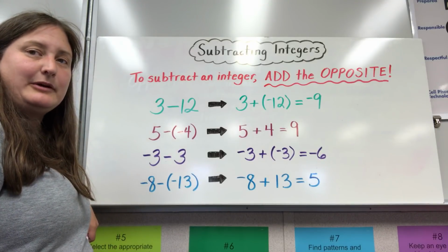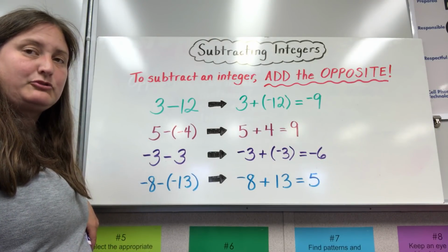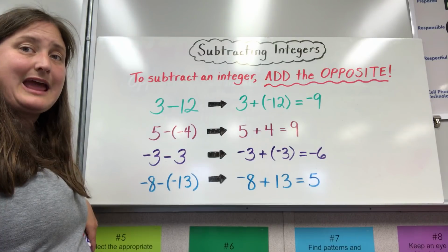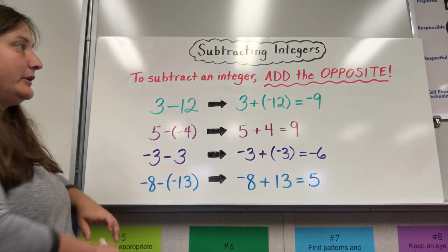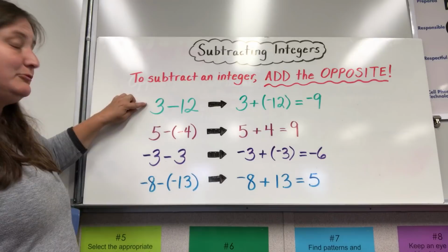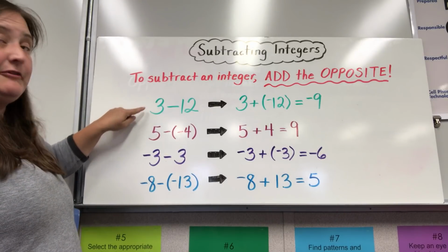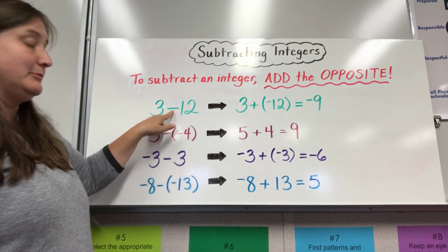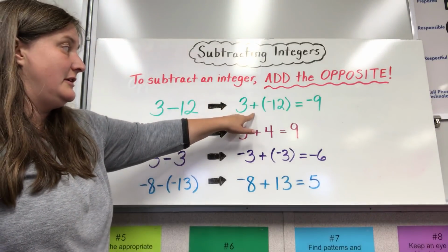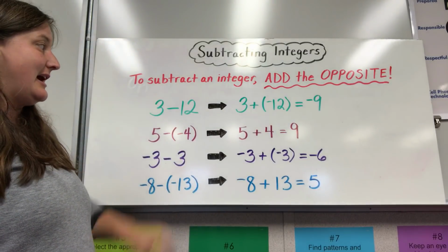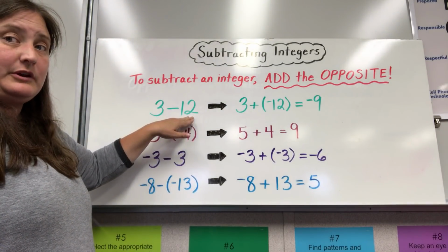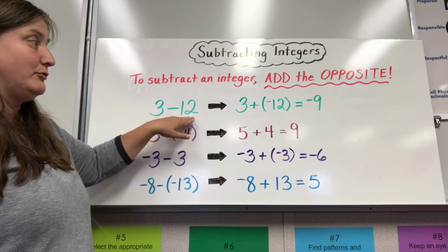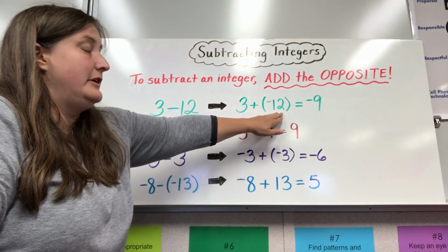Today we're going to be talking about subtracting integers. To subtract integers, we're going to add the opposite. So in order to do that, anytime I see a subtraction problem, I'm going to keep the first integer in the problem the same. I'm going to change my subtraction sign to addition. And after that addition sign, that second integer is going to change to its opposite. So 12 becomes negative 12.